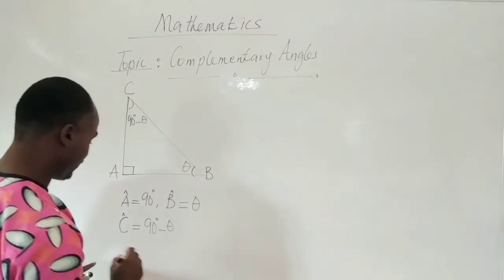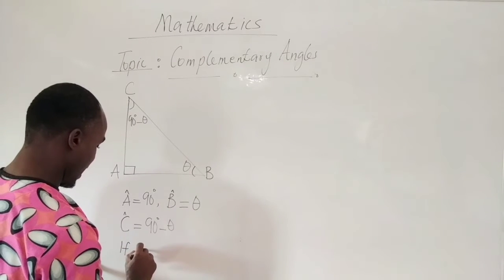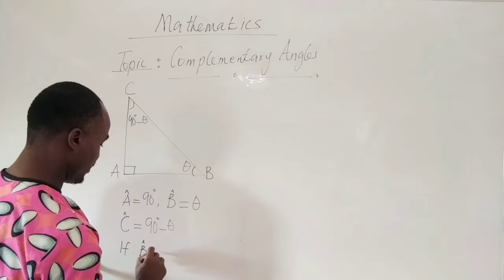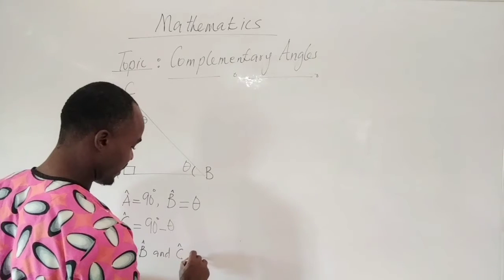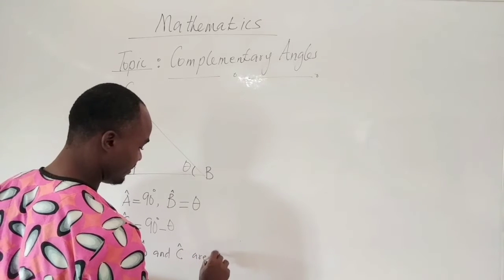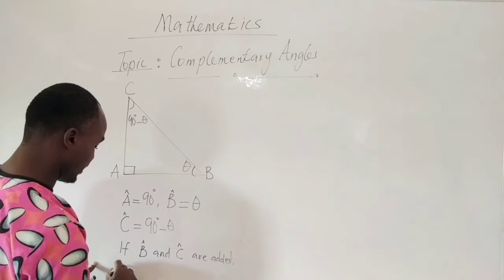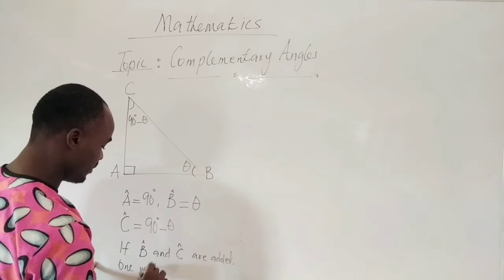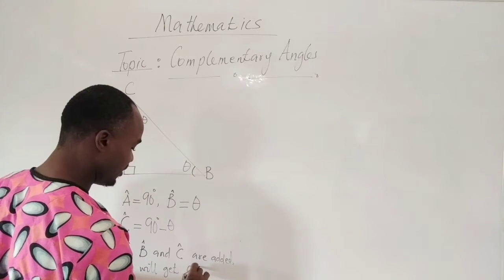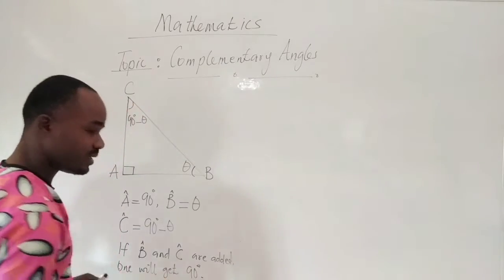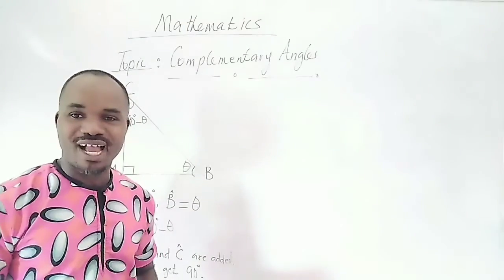What I've just said is this. If angle B and angle C are added, one will get 90 degrees. And this is one of the reasons that make them complementary angles.